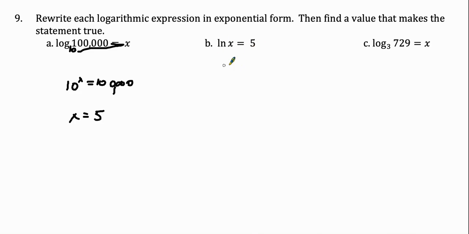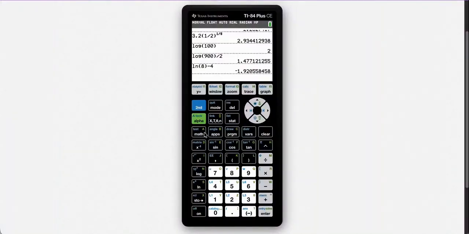On this one, if I want to rewrite this in exponential form, remember when I have the natural log, that's the same thing as log base e of x equals 5. So here, if I rewrite this, the base of the log is e, so that'll be the base of the exponential. This would become e to the 5th power equals x. And again, I can put that in my calculator if I want to get a decimal. Remember, e is second division, so e to the 5th power. So 148.4132.